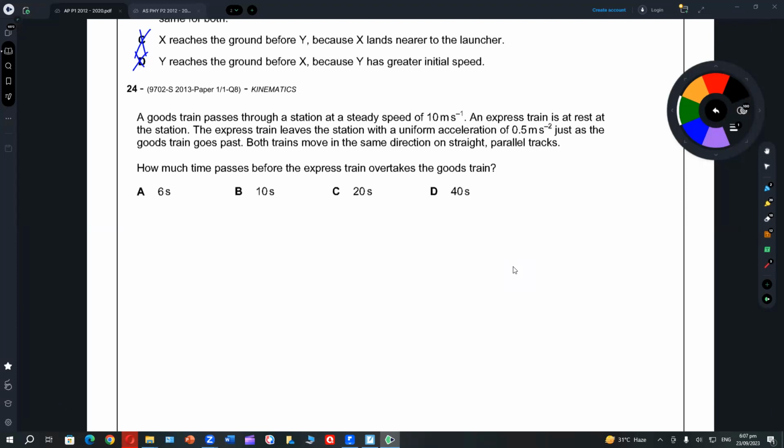A goods train passes through a station at a steady speed of 10 meters per second. An express train is at rest at the station. The express train leaves the station with a uniform acceleration of 0.5 meter per second square just as the goods train goes past. Both trains move in the same direction on straight parallel tracks. How much time passes before the express train overtakes the goods train?